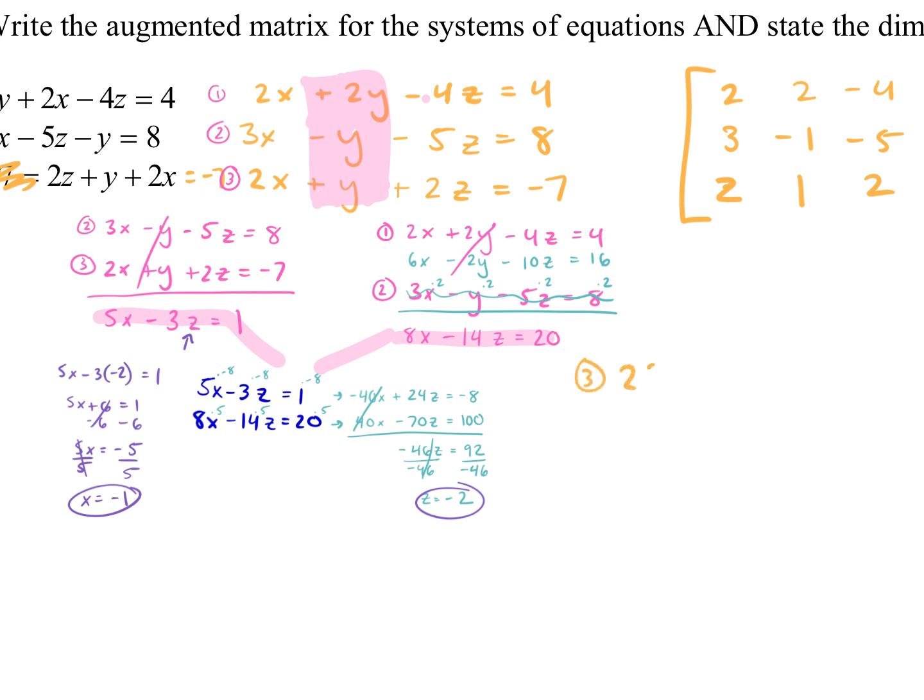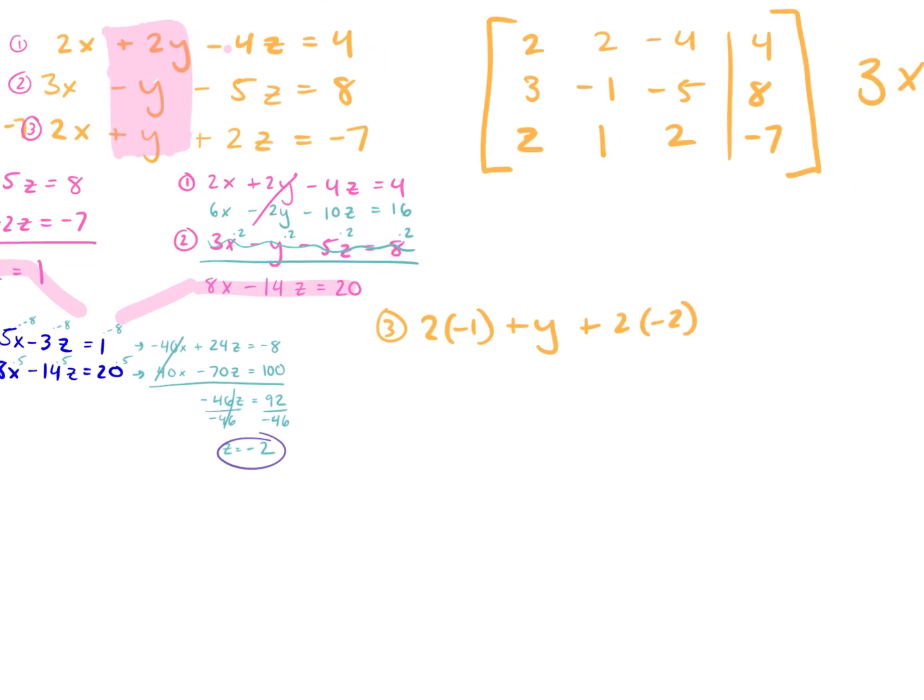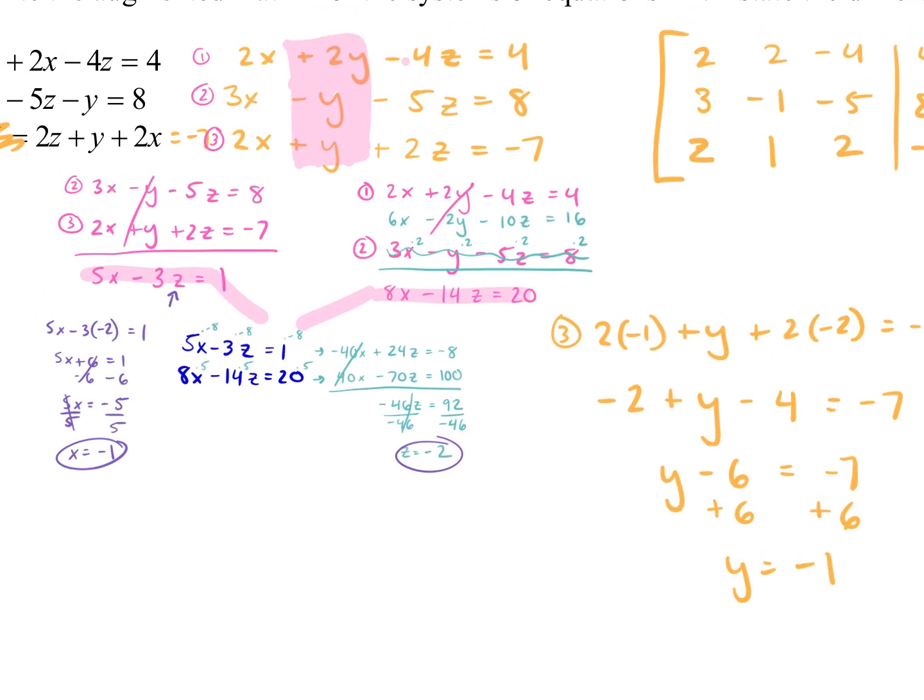So we've got 2 times negative 1 plus y plus 2 times negative 2 equals negative 7. So negative 2 plus y minus 4 equals negative 7. So we've got y minus 6 equals negative 7. We're going to add 6 to both sides. So what does y equal? Negative 1.